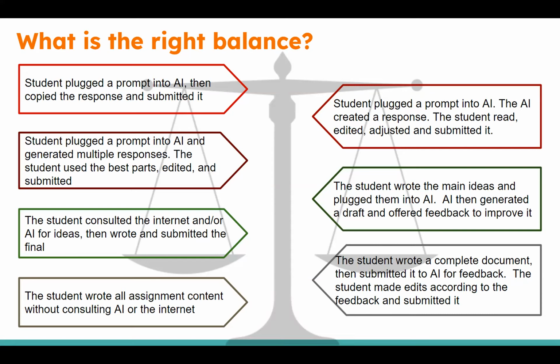So the student wrote all the assignment content without consulting AI. And when I say AI, I mean artificial intelligence, which is ChatGPT, or the internet. Now, very rarely do the students not consult the internet for information. They are not just going to the library or reading newspaper articles or magazine articles to get their information. But that might be what you want them to do. That might be an assignment that they have. So this is that bottom choice.